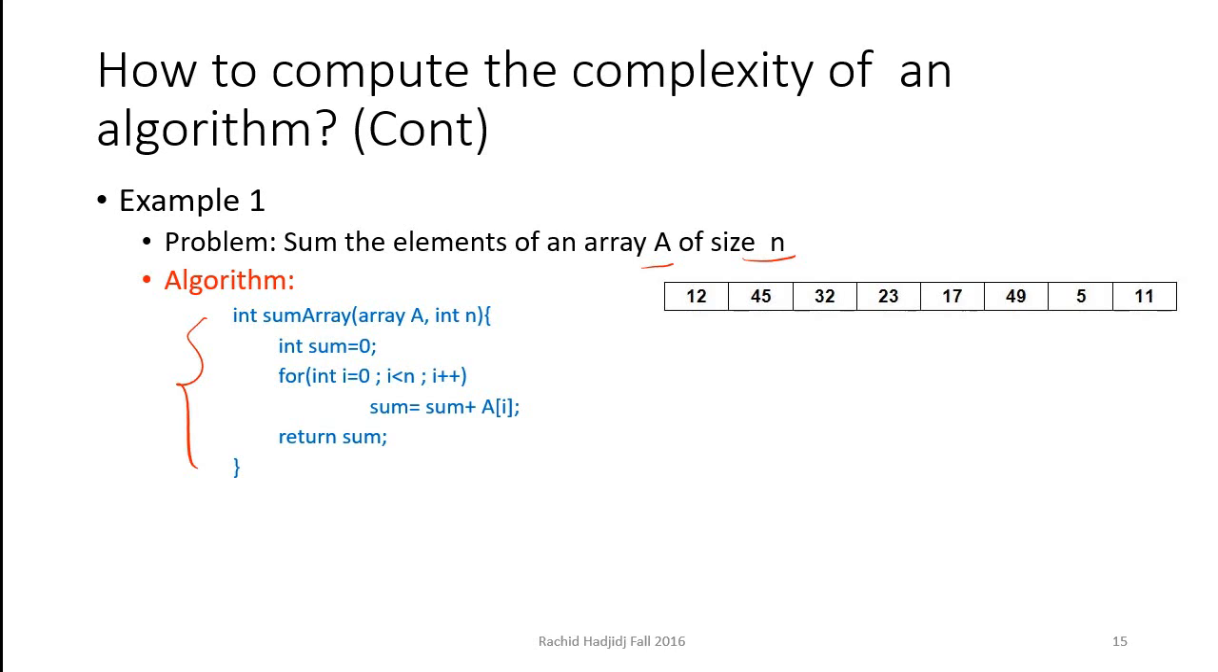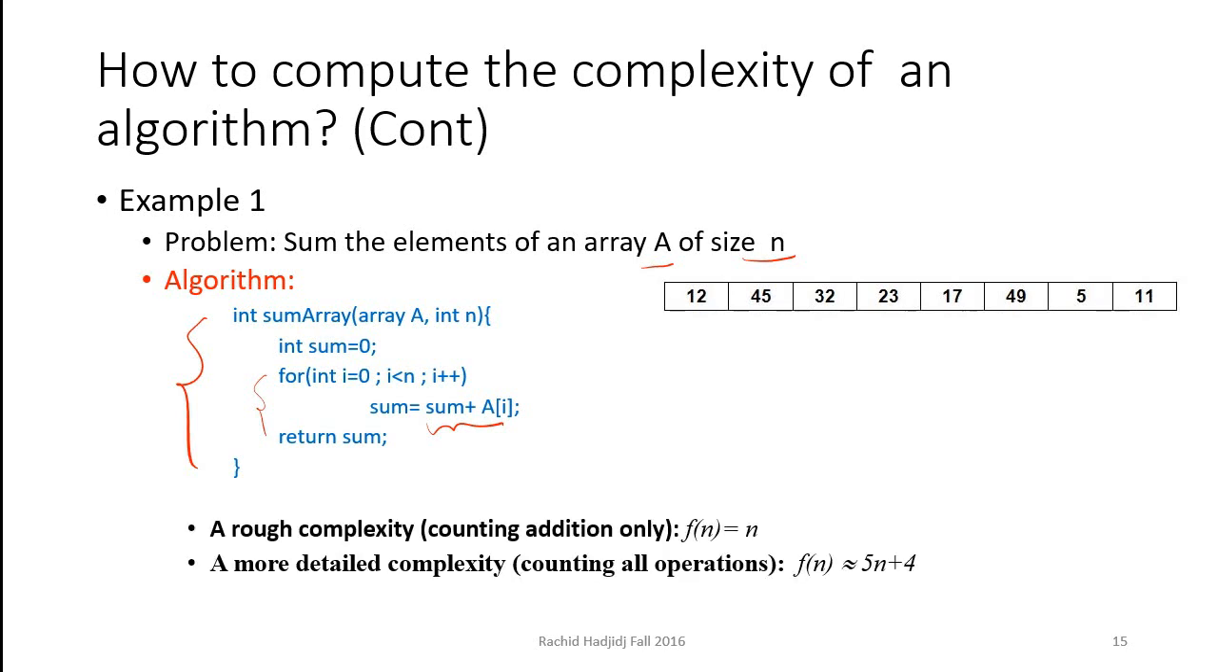So we're going to be counting just the relevant operations. And the relevant operation here is the sum, because you're going to be adding the elements, which is going to be this operation here. And if you look, we have this loop, and the loop repeats n times. So the complexity is going to be what? It's going to be just f(n) = n. So given an array of size n, we need n additions.